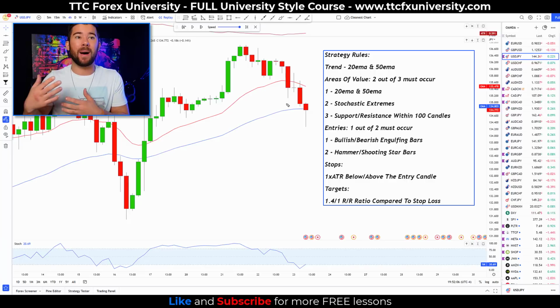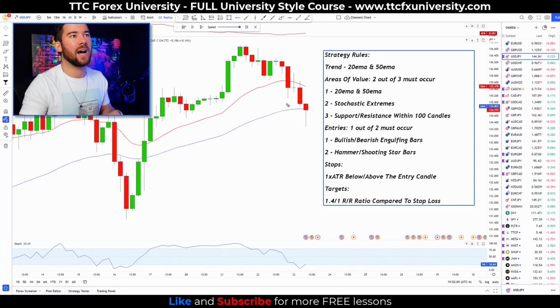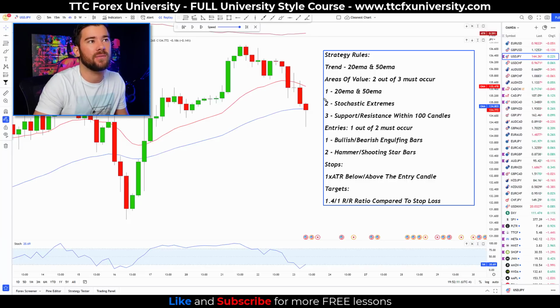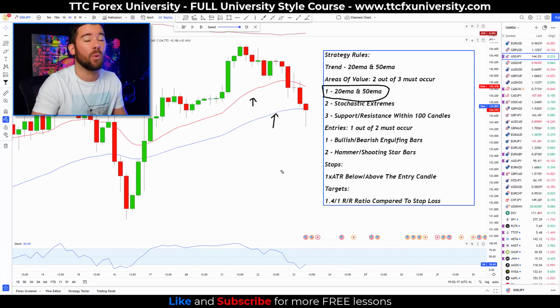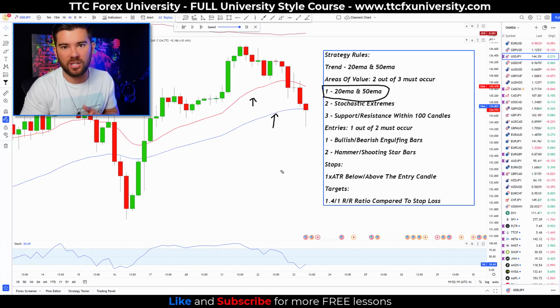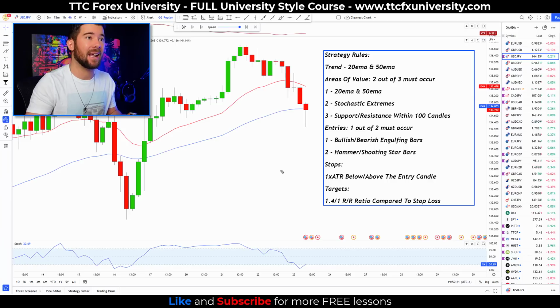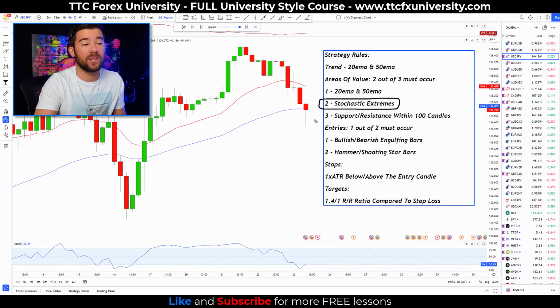We're also going to be combining trend with areas of value. As you can see right here, we have our areas of value. The first area of value we're going to be using is the moving averages themselves, which can oftentimes act as support or resistance depending on the direction the market is moving. The second area of value we're going to be using is the stochastics indicator, and we're going to be looking for extremes on the stochastics indicator.